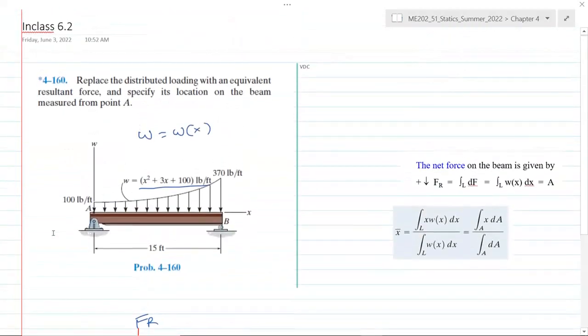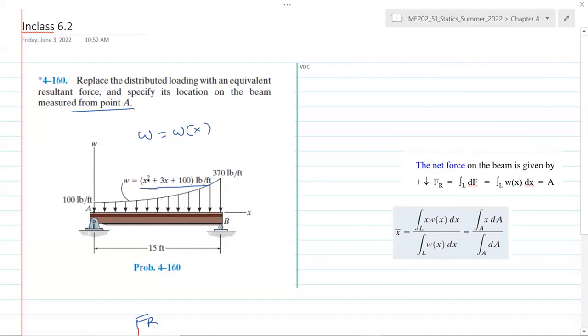Replace the distributed loading with an equivalent resultant force and specify its location on the beam measured from point A. A is a support, which is like a pin support, and we need to measure the distance from A.